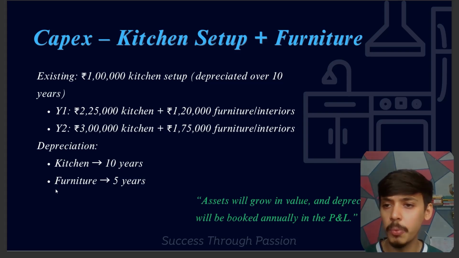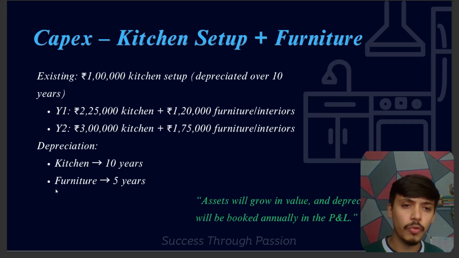Let us go through each point. Existing, we have a 1 lakh kitchen setup which is depreciated over a 10 year period. Since the kitchen can be used for the long term, we have attached a 10-year period as the useful life of the kitchen. There are some assets which we need to depreciate in a short period of time, like we have furniture over here.